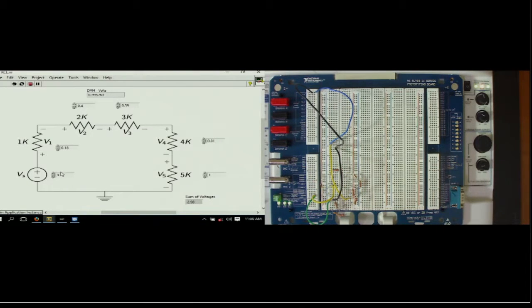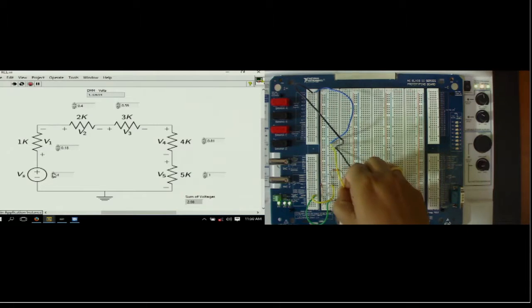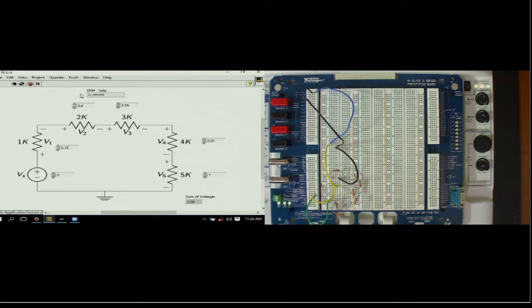So first I am applying a 4 volt supply to Vs, and now I'll be measuring V1. As shown on the DMM output here, which is changing continuously, we can approximate that the voltage drop V1 is 0.24.